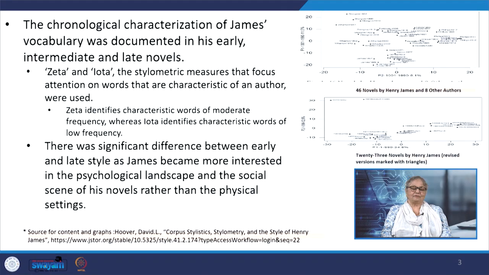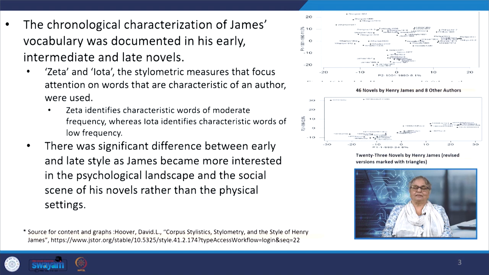Also, that the stylistic differences between his novels of the 1870s and those written after 1900 are definitely extreme. Citing R.W. Short, he comments that his syntactic distortions often obliterate the normal elements of connection and cohesion. Grammatically speaking, his meanings float untethered, but they also make his later work more connotative in a different sense. The chronological characterization of James' vocabulary was documented in his early, intermediate, and late novels.